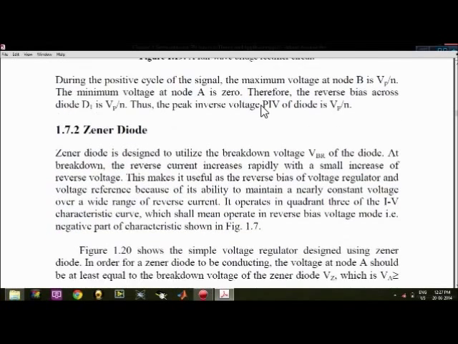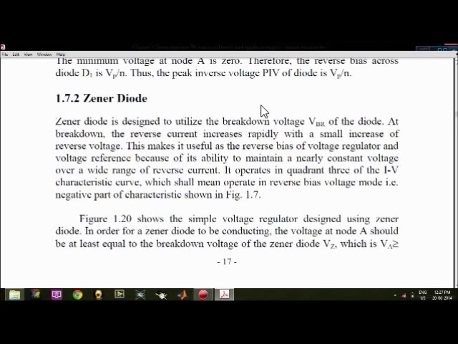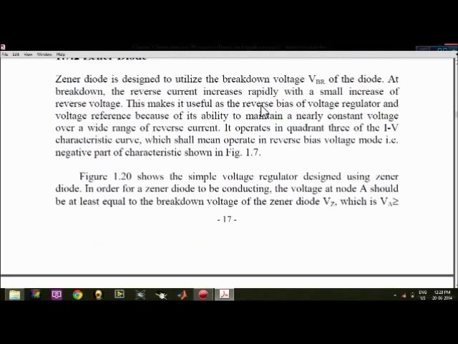Now coming to the second application, that is the Zener diode. You have heard about this Zener diode. It is always utilized in the breakdown region. In the quadrant picture I have shown you how it works in the third quadrant, that is the reverse condition or the breakdown voltage, you can say. At the breakdown voltage, the reverse current increases rapidly with a small increase in the reverse voltage, and this makes it useful as a reverse bias voltage regulator. It operates in the third quadrant of the IV characteristics, and we will see it later.